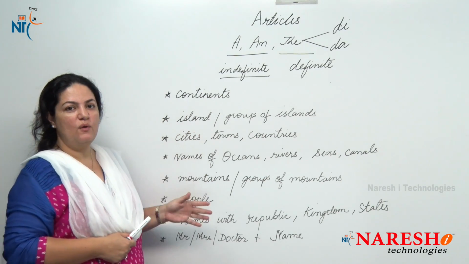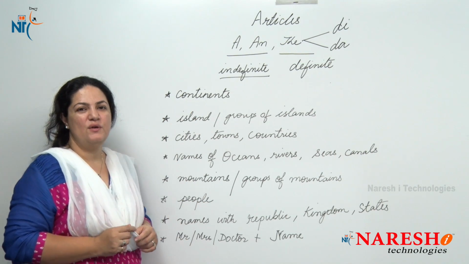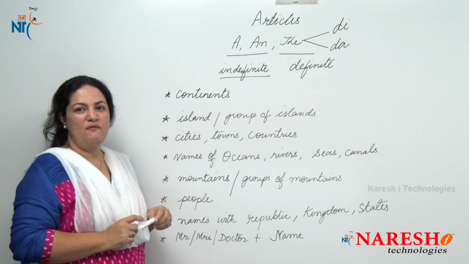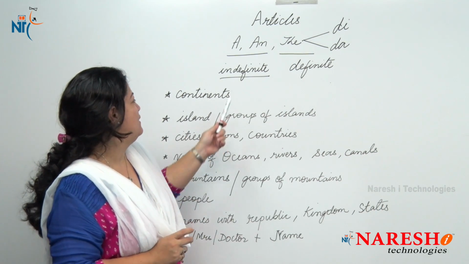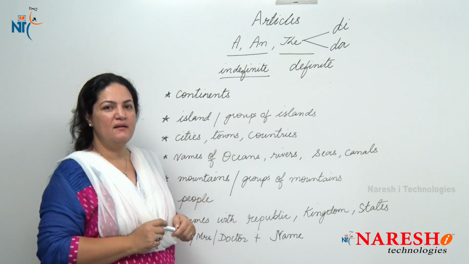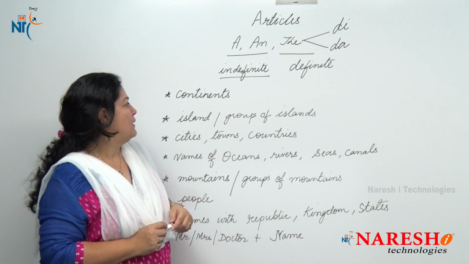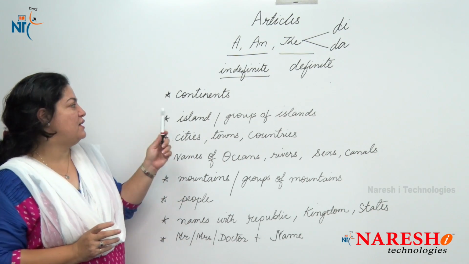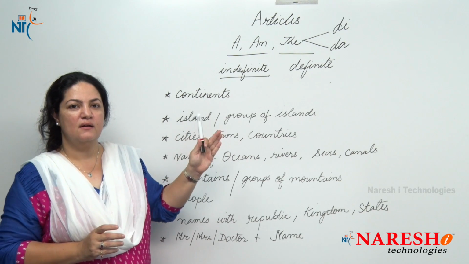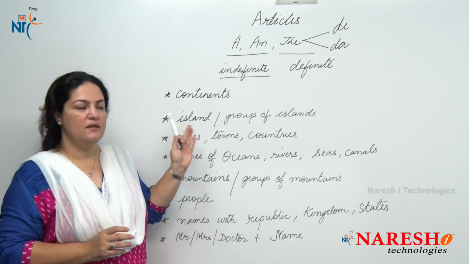Well, we have a few more left on the list. Here we are talking about continents. Now you all know there are 7 continents in this world. Can you name a few? Okay, I'll do that for you. We talk about Asia, Africa, Australia, North America, South America, Europe and Antarctica. All these are your continents. The rule for continents is that though they are specific, we will not use the. I will not say I live in the Asia, I will say I live in Asia, not the.